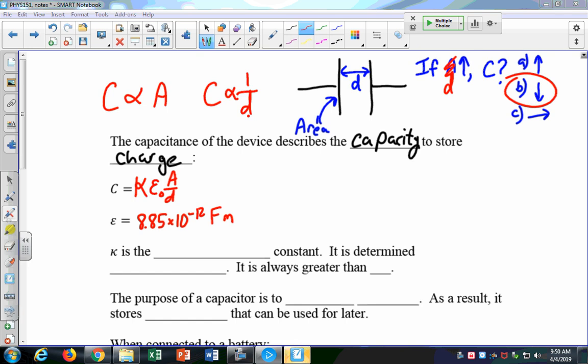Also, we will have another constant. This looks like a K with a curly K. It's the lowercase kappa. So, epsilon naught is just a constant. Don't worry about it. Do worry about this, though. Kappa is the dielectric constant.